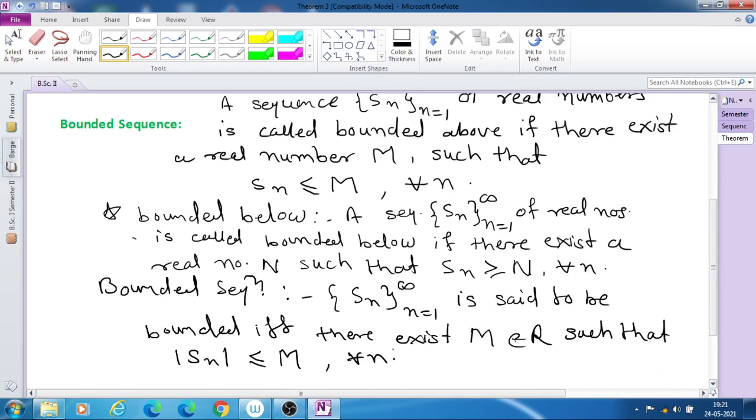So a sequence Sn is said to be bounded if there exists a number M such that the modulus of Sn is less than or equal to that number. That means if the sequence has an upper bound as well as a lower bound, then that sequence is said to be a bounded sequence. So you read these definitions and try to understand them.